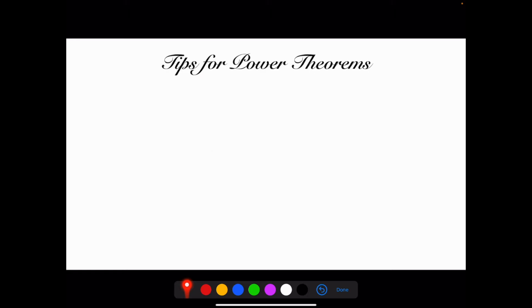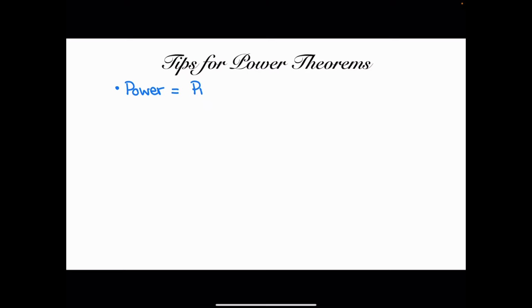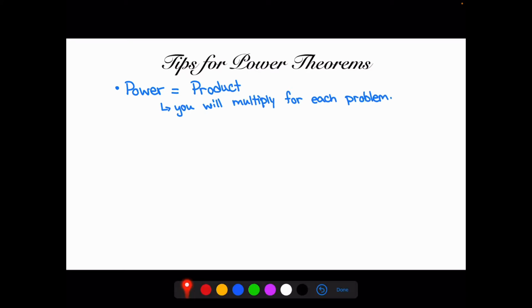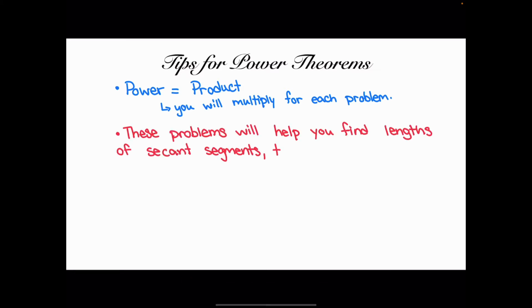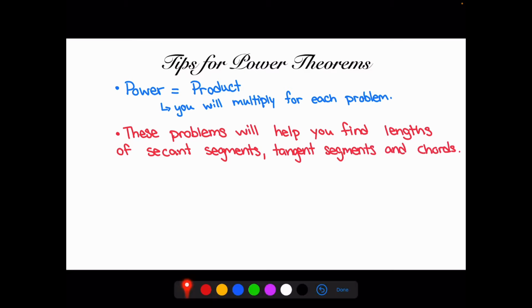First off, we have some tips for power theorems. And again, the first tip is what we just talked about. Power equals product. Any problem that we do with power theorems is all going to deal with multiplication. So multiplication will occur in each and every single problem. The second thing, how do I know when to use this? Well, these power theorems will be used anytime that we're given secant segments, tangent segments, or chords. So there's going to be three different scenarios that you see, and you'll see them on our theorems as we go through each of those.